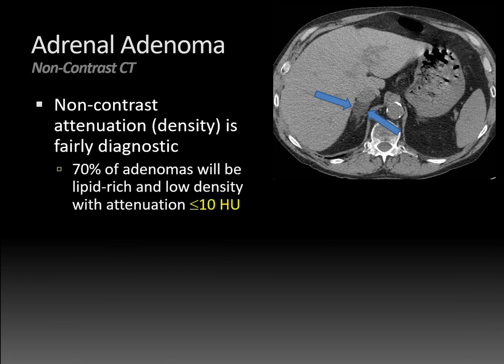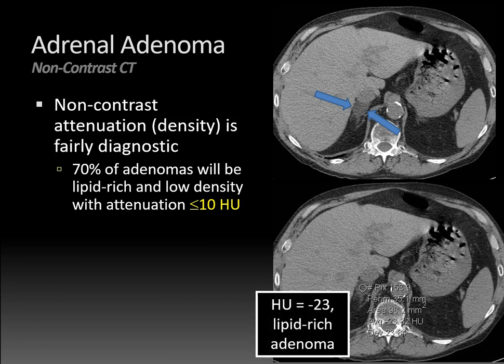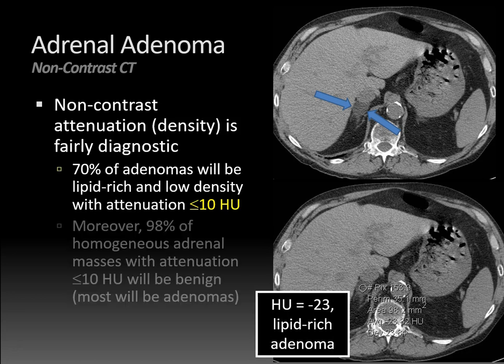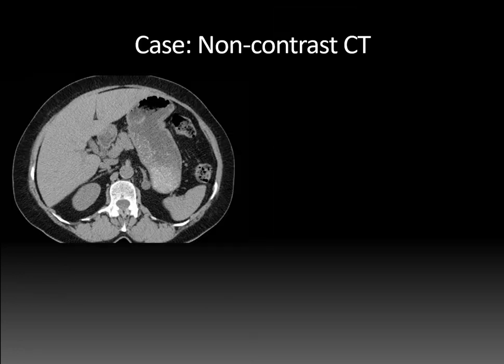And that's because 70% of adenomas will be lipid-rich, meaning they have a low density with an attenuation of 10 Hounsfield units or less. And again, in this case, the density was -23 Hounsfield units, consistent with a lipid-rich adrenal adenoma. And then moreover, 98% of homogeneous adrenal masses with an attenuation value of 10 or less Hounsfield units will be benign. Most of those will be lipid-rich adrenal adenomas, like in this case, but also adrenal cysts and myelolipomas fall into that category.